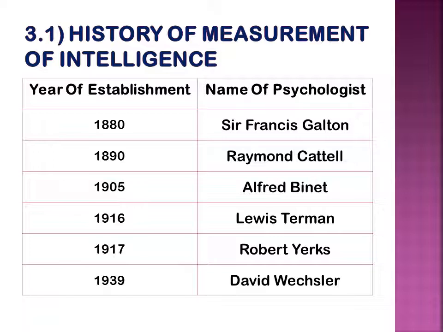then in 1905 by Alfred Binet, then in 1916 by Lewis Terman, then in 1917 by Robert Yerkes, and finally in 1939 by David Wechsler. Let's study the contribution of these psychologists in the history of measurement of intelligence.